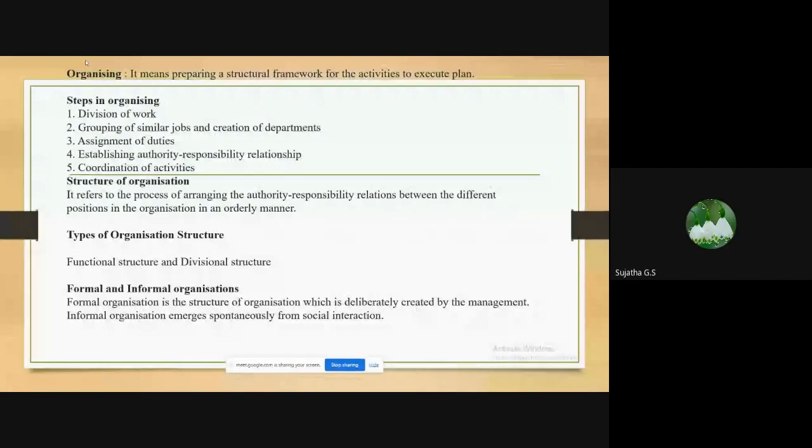Organizing simply means bringing together the various factors of production like men, materials, machines, and establishing relationship among them for attainment of organization objectives. Simply, organizing is a process of making a structure for doing a job.